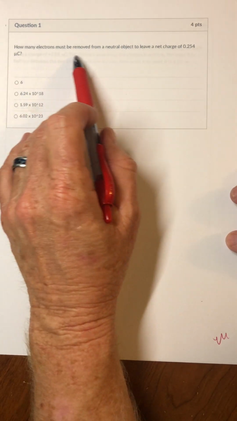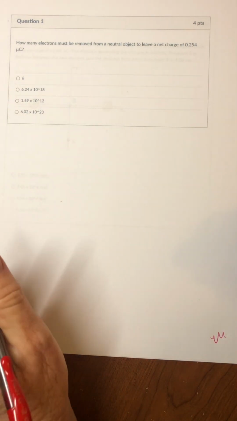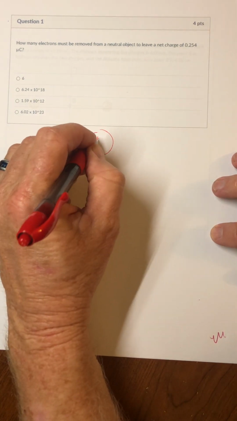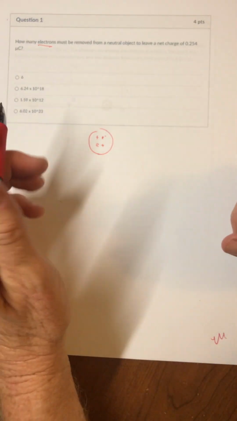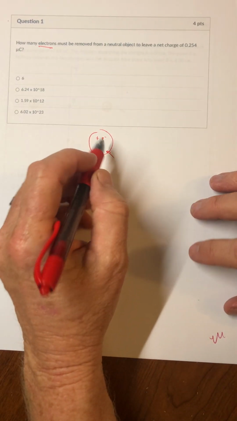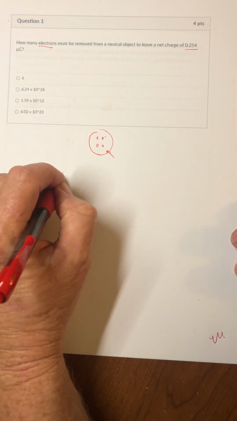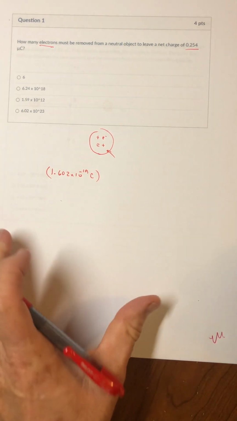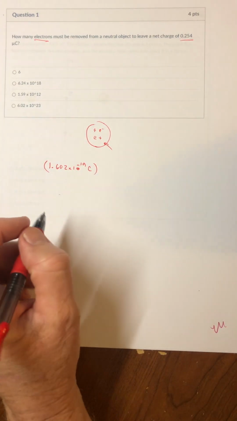It says, how many electrons must be removed from a neutral object to leave a net charge of... A neutral object, as you know, is made out of an equal number of positives and negatives. So if we remove electrons, we're removing negative, which means the net left over will be positive. And every time we remove one, and this is the key to the problem, this is the amount of charge, 1.602 times 10 to the negative 19 coulombs for each electron.